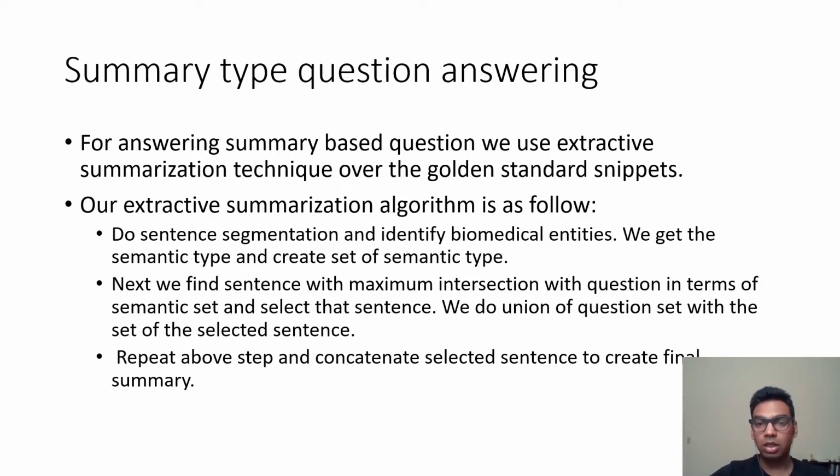Next, we start getting an intersection between the question and the sentence by doing an intersection between the semantic set of the question and the semantic set of every sentence. And then we select the sentence that has maximum intersection with the question. We add that sentence to the summary, and we do a union of the question set with the selected sentence set, and hence we augment the question's semantic set.